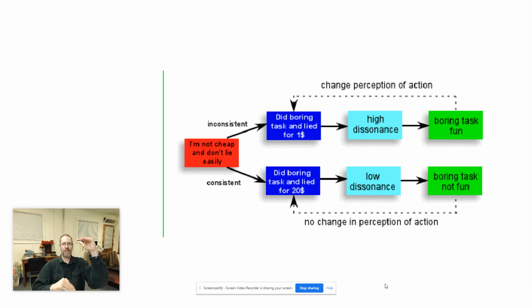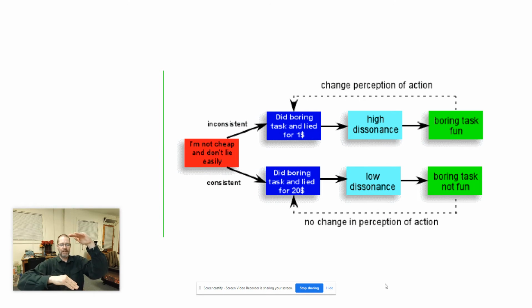Ooh, now there's a big gap. There's a big gap because you just offended both of those, that assertion, right? So I'm not cheap. Oh, yes, you are. And I don't lie easily. Oh, yes, you do. So you find yourself in that situation. That's a blue box. You did a boring task and you lied for $1.